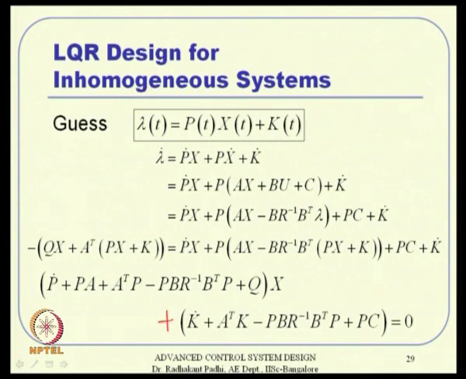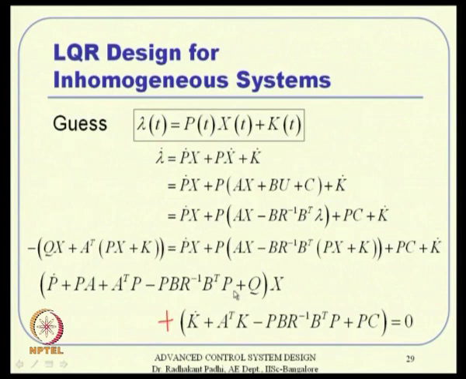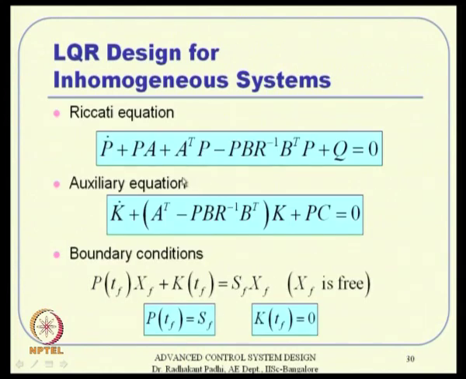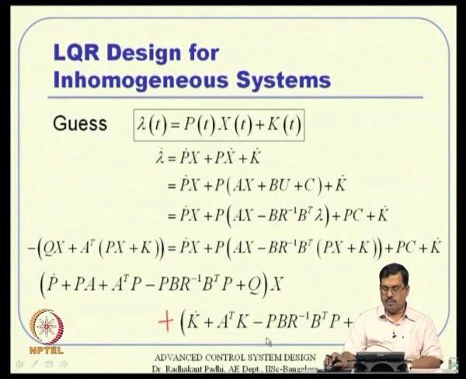Now, if I really want to make this thing equal to 0, then the way to do that is, let us say the coefficients will go to 0, and hence I will get two equations, not one, but two equations. One is the Riccati equation, the standard Riccati equation. Another equation is something like an auxiliary equation actually. So, that means k dot equal to A transpose minus P B R inverse B transpose k, whatever it turns out from here, that is an auxiliary differential equation.